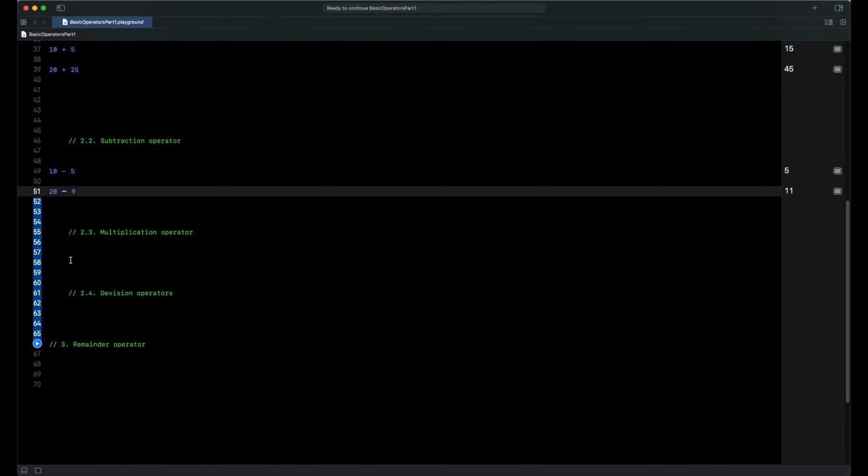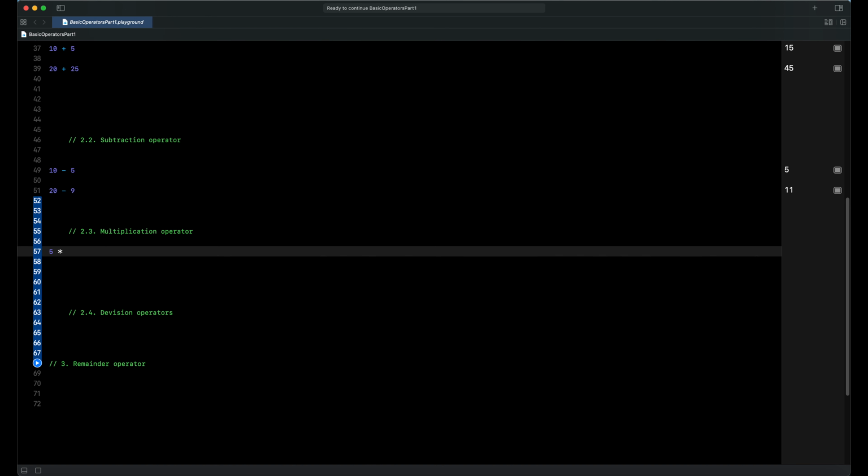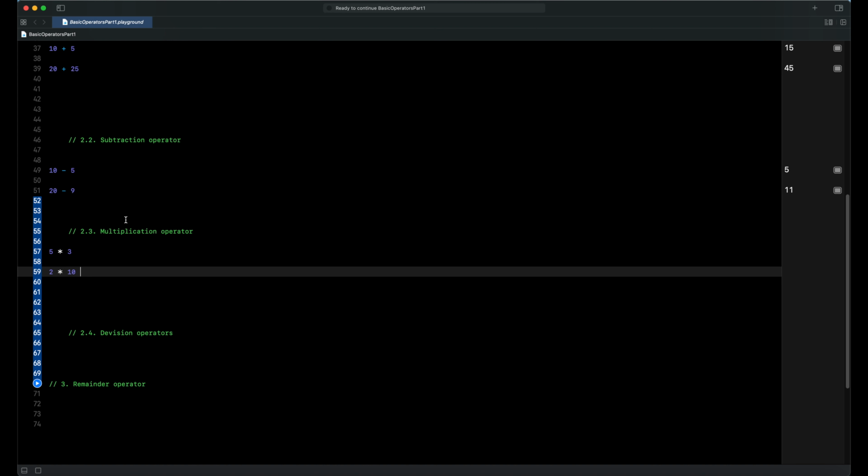Next arithmetic operator is the multiplication operator. For example, our asterisk is our multiplication operator. With the multiplication operator, we can multiply one number by another. For example, 5 times 3 equals 15. 2 times 10 equals 20.